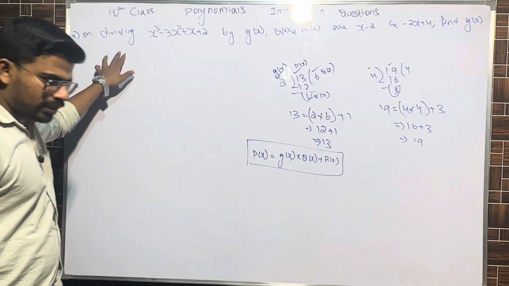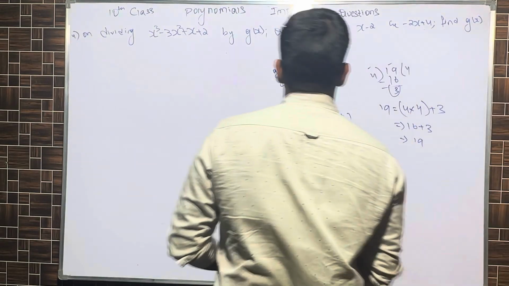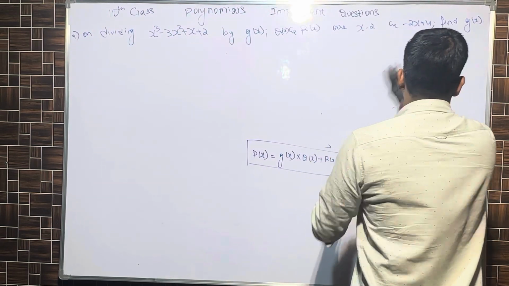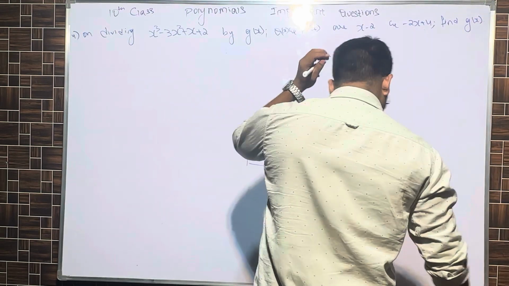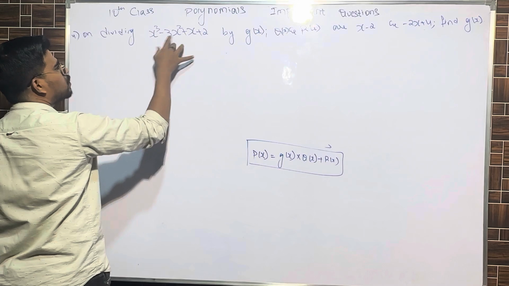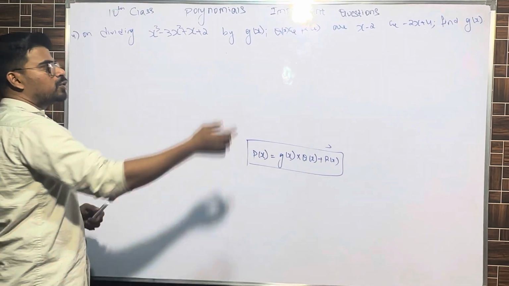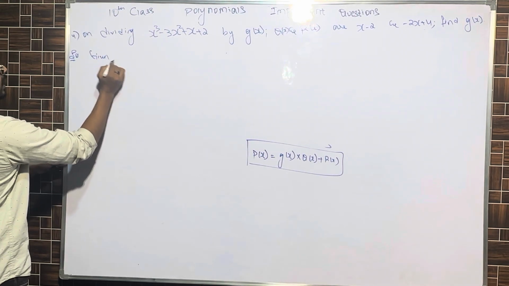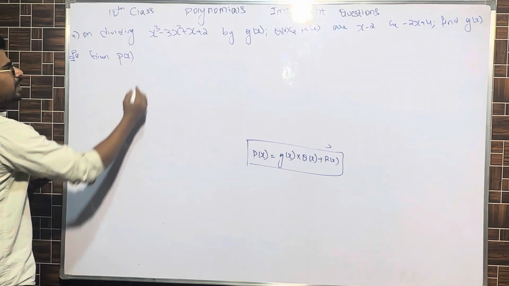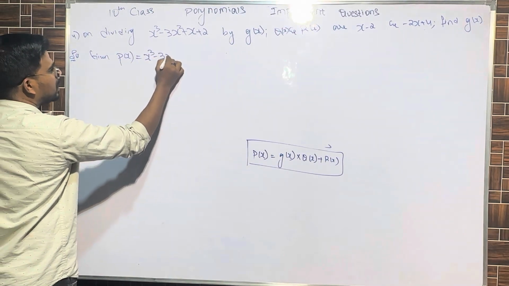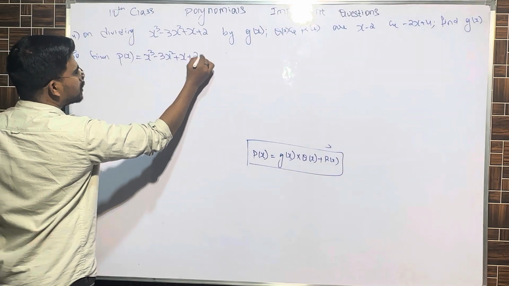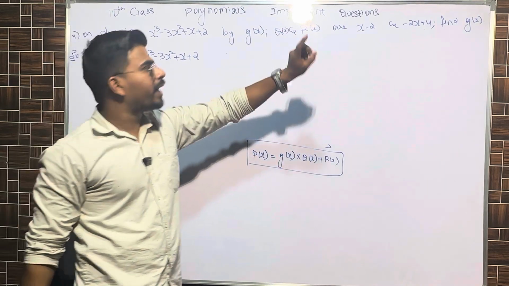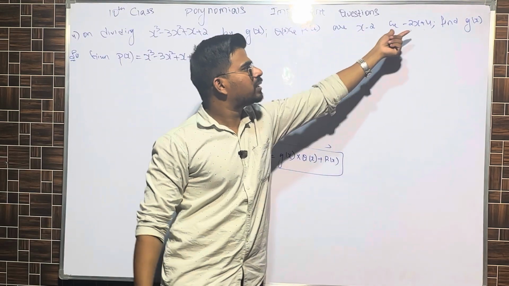So likewise in the question, if you keenly look, he has already given us 3 terms and one we have to find. What did he give? We have to identify that. On dividing x cube minus 3x square plus x plus 2, this is being divided, which means this is the dividend, denoted by p of x. Dividend is x cube minus 3x square plus x plus 2. g of x is the divisor that we have to find, and q of x and r of x are given.